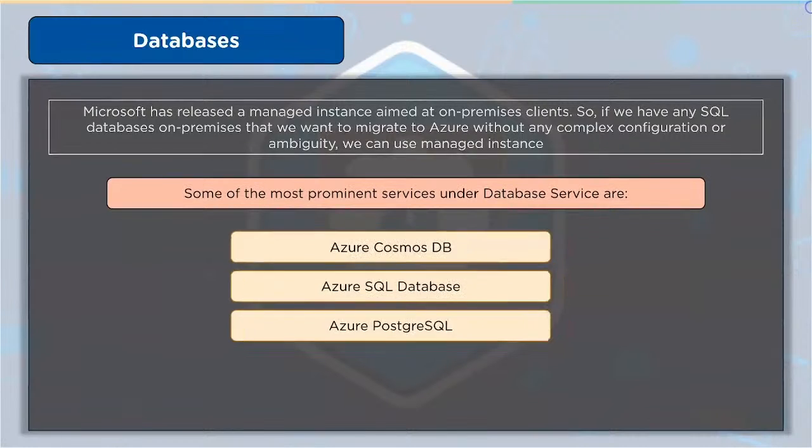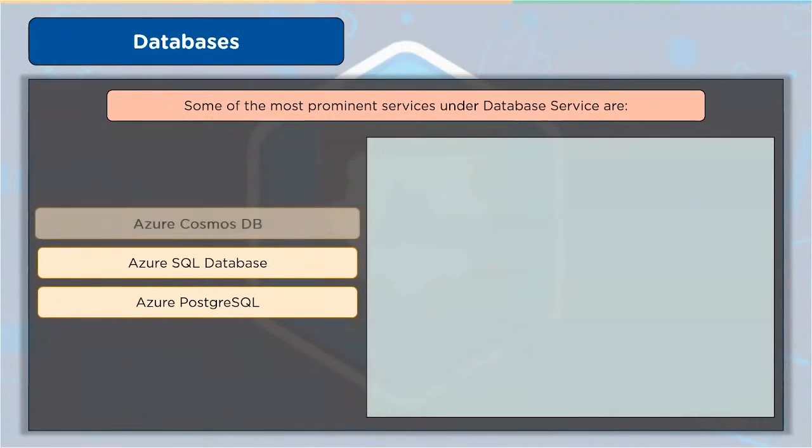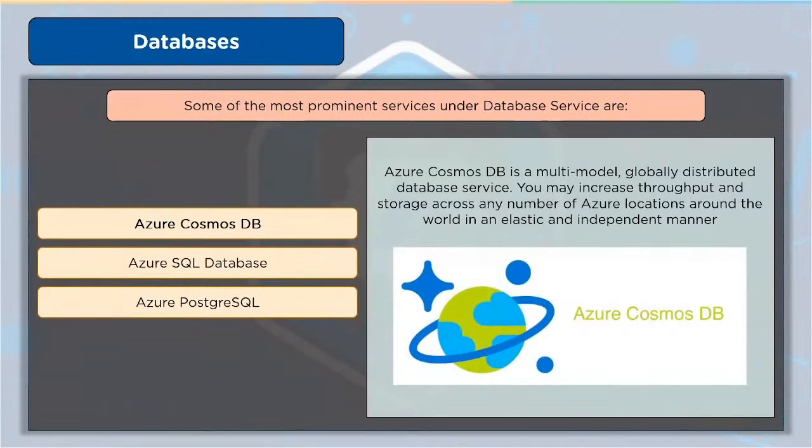Now coming to the Azure Cosmos DB. Azure Cosmos DB is a multi-model globally distributed database service. You may increase throughput and storage across any number of Azure locations around the world in an elastic and independent manner. You can use any of several common APIs to get single-digit millisecond data access. Throughput, latency, availability, and consistency assurances are all covered by Azure Cosmos DB's service level agreements.